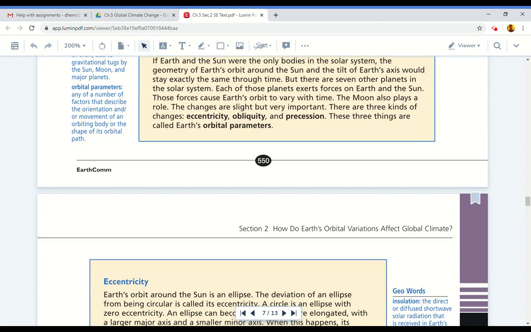If Earth and the Sun were the only bodies in the solar system, the geometry of Earth's orbit around the Sun and the tilt of the Earth's axis would stay exactly the same through time. But there are 7 other planets in the solar system. Each of those planets exerts forces on Earth and the Sun. Those forces cause Earth's orbit to vary with time. The moon also plays a role. The changes are slight but very important. There are three kinds of changes: eccentricity, obliquity, and precession. These three things are called Earth's orbital parameters.